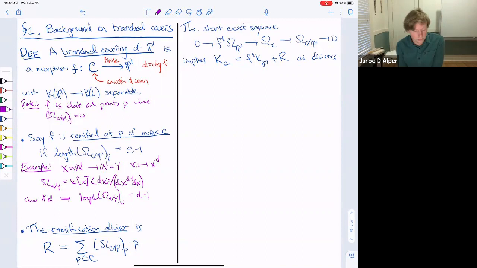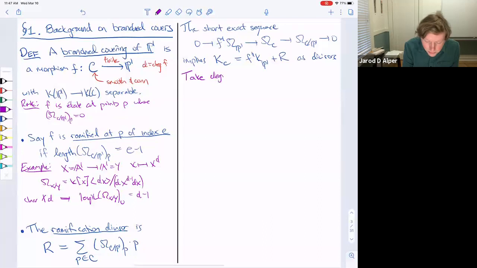Right, and then we use this relative sheaf of differentials to define the ramification divisor. Maybe you just take the support set theoretically, but with the multiplicity of the length of the ramification index. Then the natural sequence on differentials, this short exact sequence, since we're on a curve and both C and P1 are smooth, these are just line bundles, and you have the corresponding relation as divisors. If you just take degrees of these divisors, you get Riemann-Hurwitz.